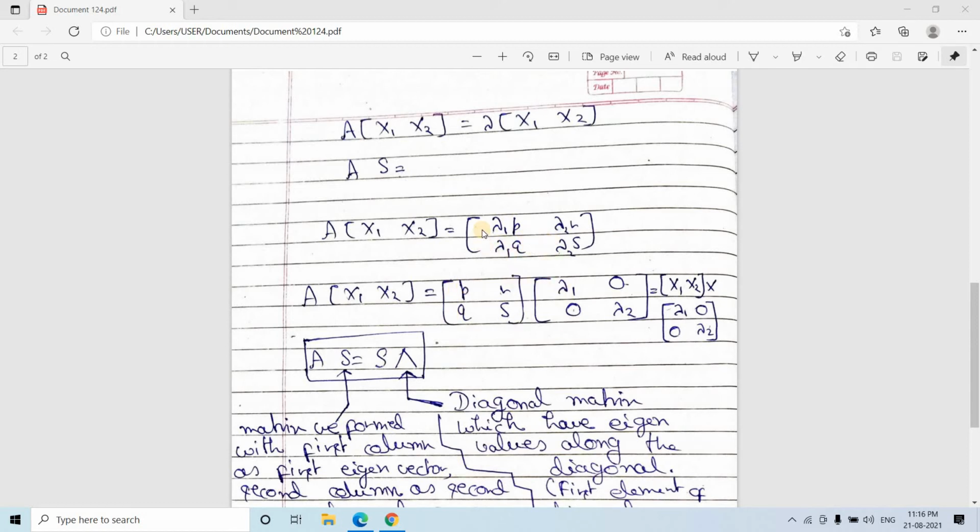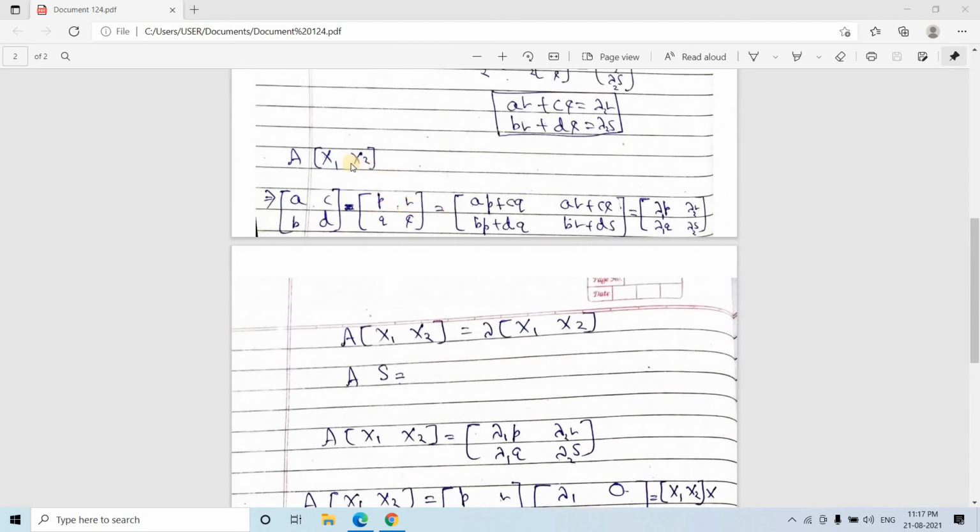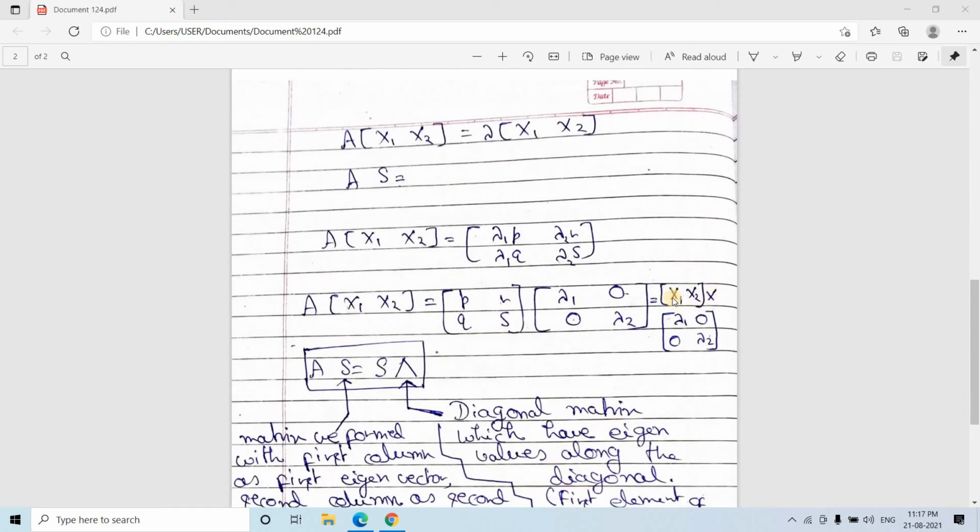So if you see, I just decomposed this particular 2 cross 2 matrix into two different 2 cross 2 matrices. So A multiplied by x1 x2 equals P R Q S multiplied by lambda 1 0 0 lambda 2. So if you multiply these two matrices, you will get back this particular matrix. So nothing wrong, right? P multiplied by lambda 1 plus R multiplied by 0, you will get the first element. Like that you can check. Okay. So what is this particular matrix? P Q R S. That is nothing but this x1 x2, this particular matrix only. So I am replacing it here.